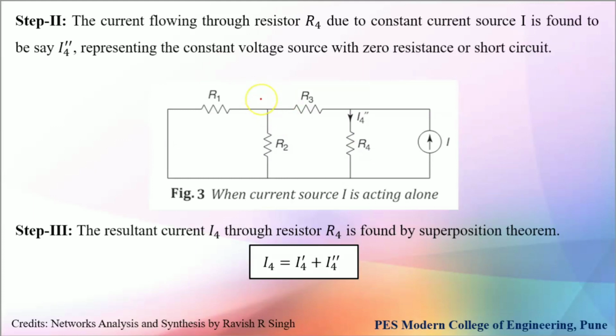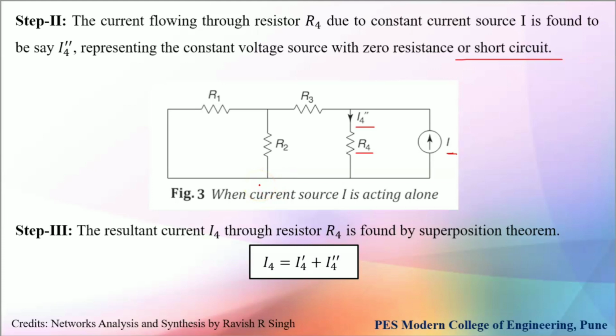Step number 2. Now we are applying the second source, that means the current source, and we have to find the current flowing through this R4 due to only the current source, denoted as I4 double dash. Here the voltage source is there and this voltage source we short circuit.